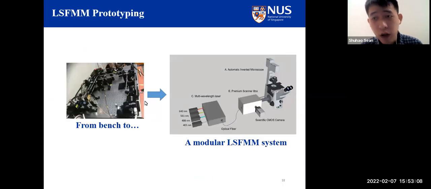And since we have already validated the performance of LSFMM at lab scale, we want to move forward and push it from bench to a commercialized product. So we want to reduce all these optics to a modular prototype microscope, as you can see here. Generally, our design consists of a laser unit, scan optics in the center, then the microscope frame used as a stage to hold the sample.